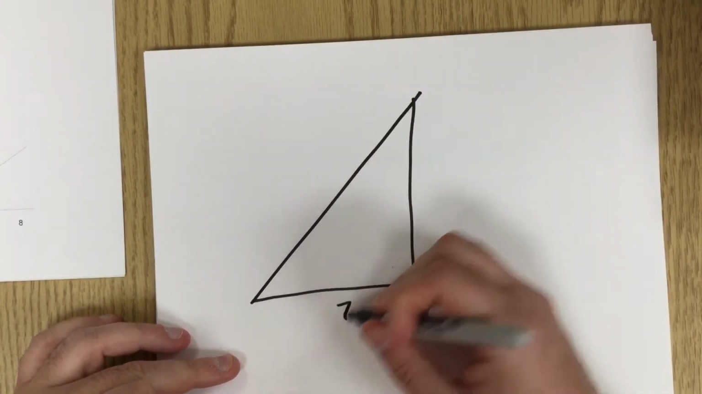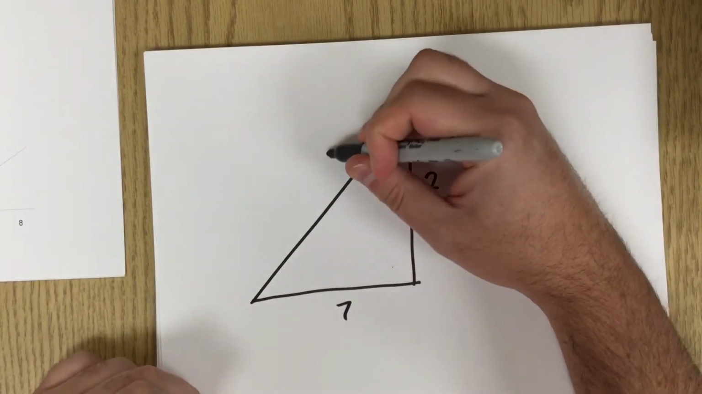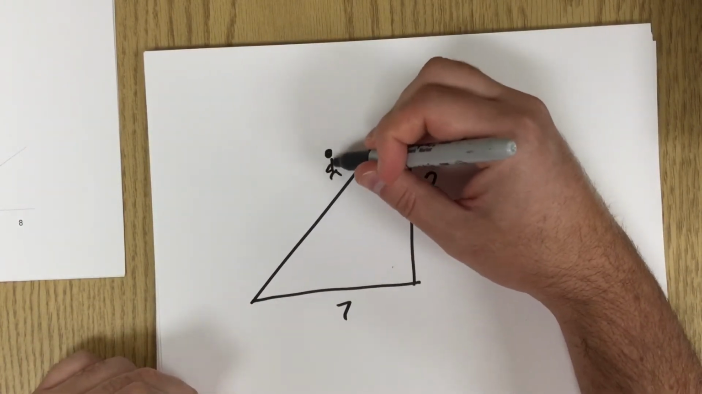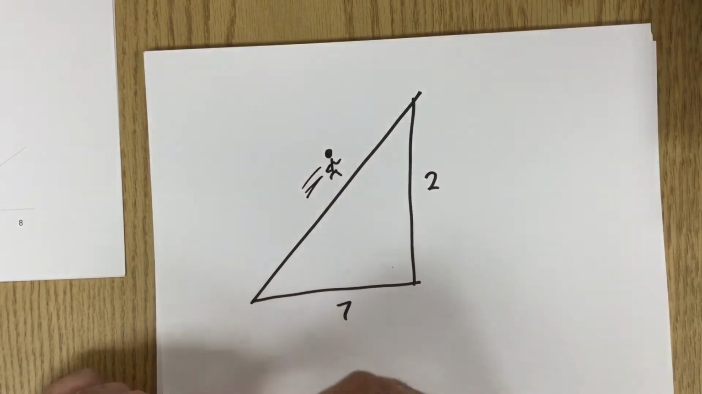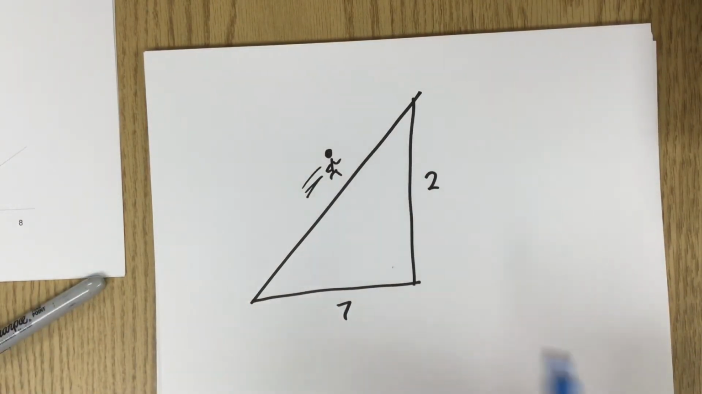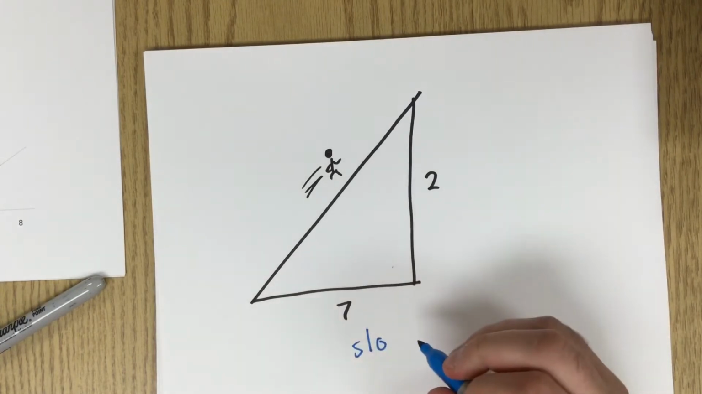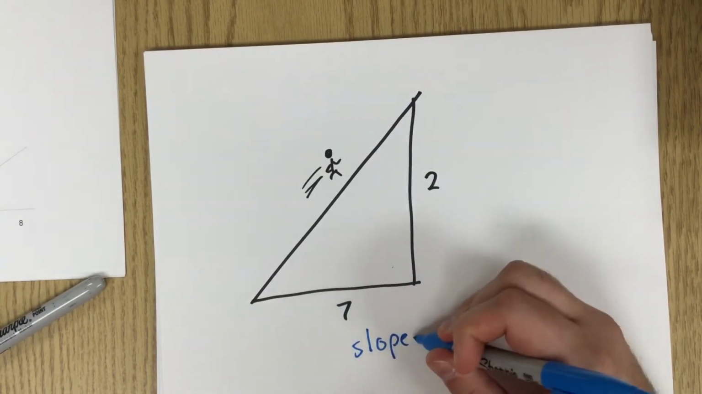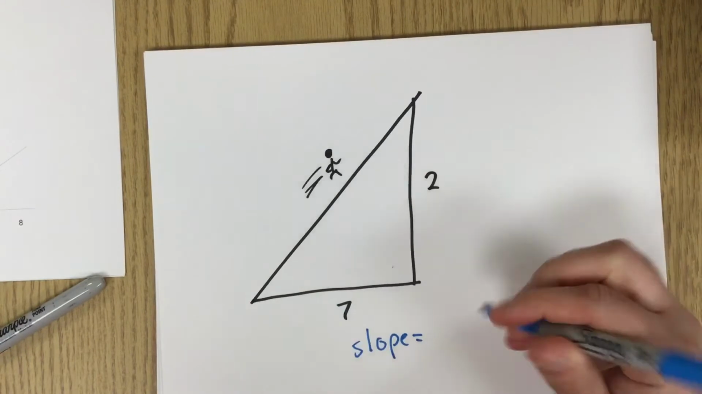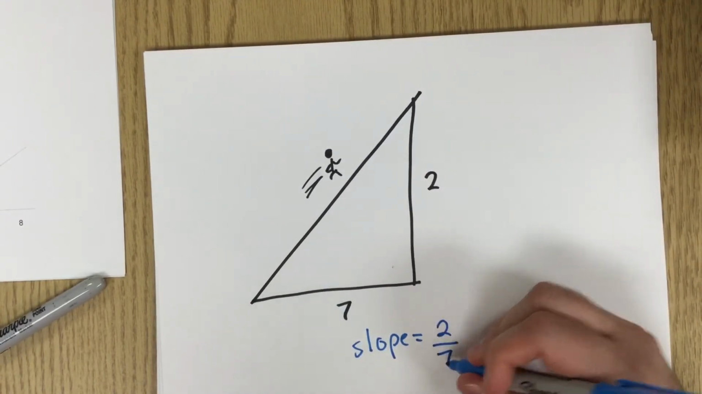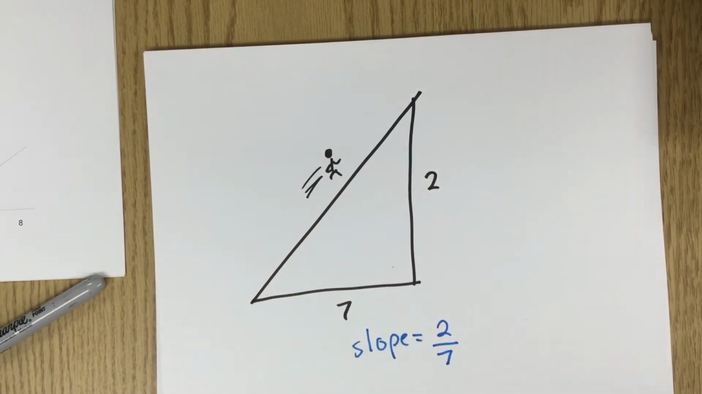So this one we have 7 and 2. And once again, I'm asking, what is the slope? And the slope is rise over run. And here, the rise is 2, and the run is 7. So here the slope is 2 over 7. Now I drew them kind of the same.